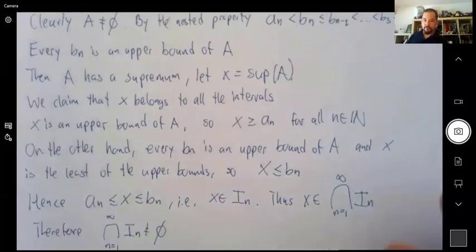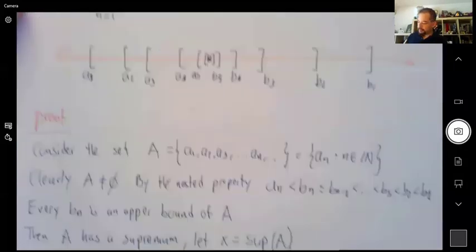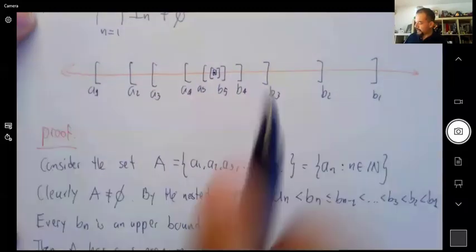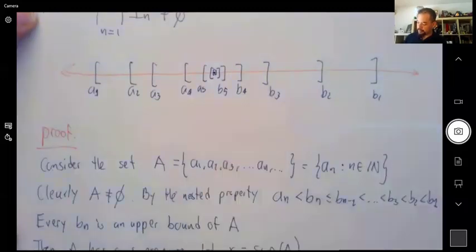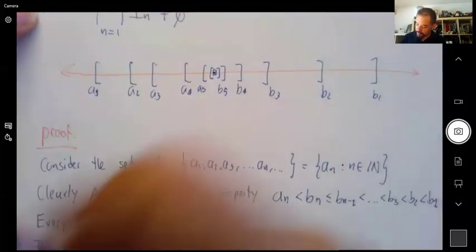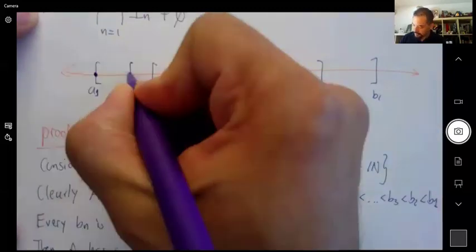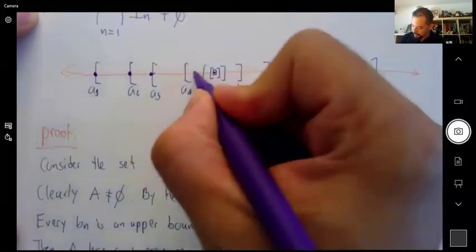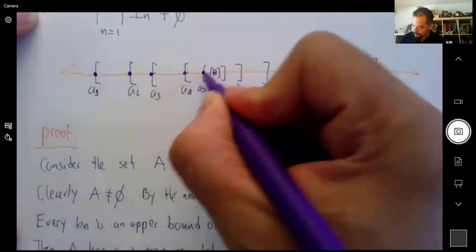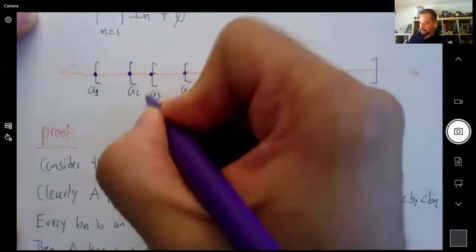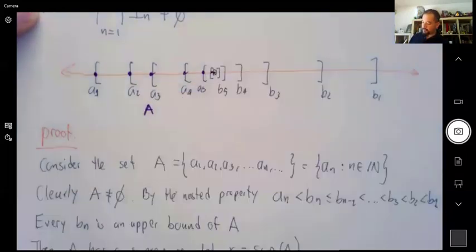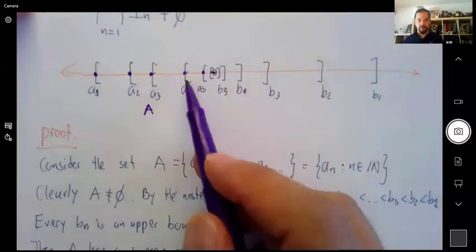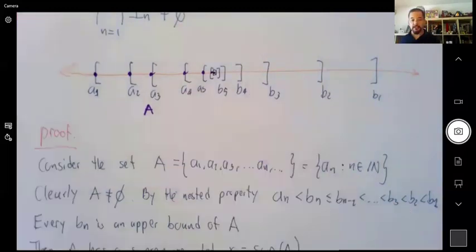Yeah, so let's go back to the picture here, right? See, so what is A? A are these points. Let me paint them with purple. This is A, right? The left endpoints. That's A. Now, do you agree that all the B's are to the right of the A's? Yeah. Okay, so that means the B's are upper bounds, right? Mm-hmm.